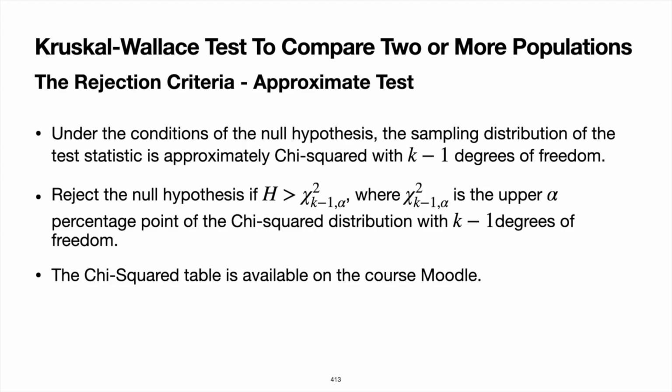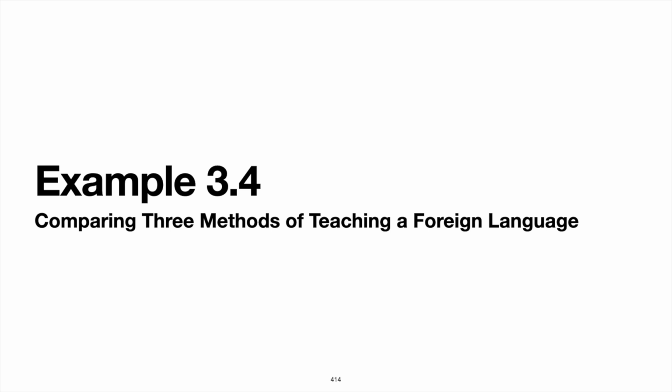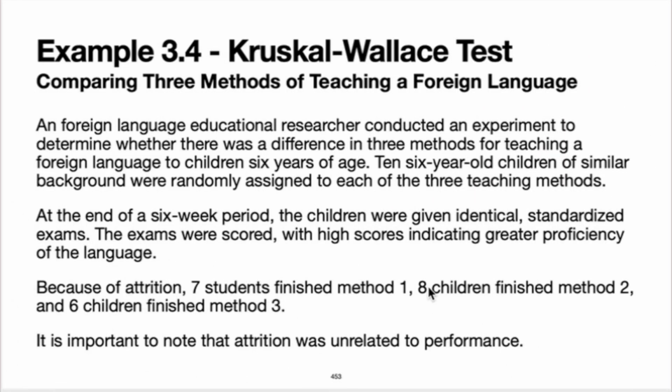Without further ado, let's look at an example using the Kruskal-Wallis test. Again, this is a non-parametric alternative to analysis of variance, where we want to compare two or more populations with respect to location. In this example, we're going to compare 3 methods of teaching a foreign language. A foreign language educational researcher conducted an experiment to determine whether there was a difference in 3 methods for teaching a foreign language to children 6 years of age.